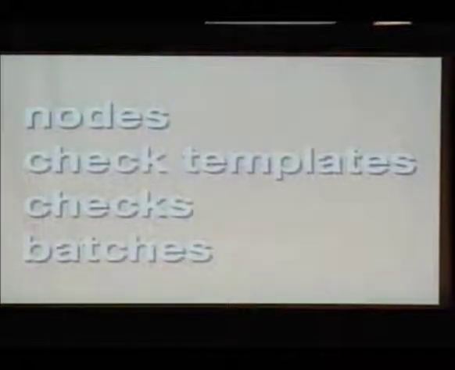So within the admin interface, we have a couple of concepts: nodes, check templates, checks, and batches. A node is basically a representation of a machine. We have a check template, which is a template for a check. And we have checks, which are basically an instance of a check template with some node information thrown in. So you take a node and a check template and you scramble it together and you get a check. And then you have batches, which are collections of checks.